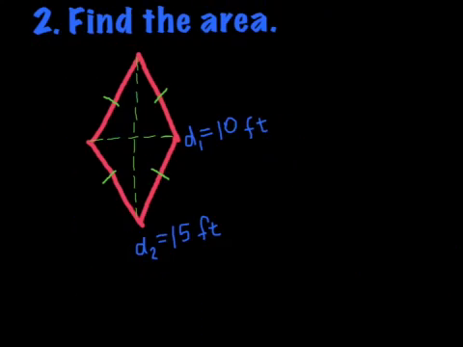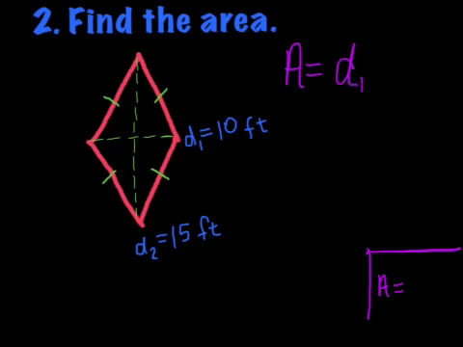Okay, on to problem 2. We have to find the area of this rhombus. Do you remember how to find the area of a rhombus? Well, let's give ourselves a spot to put our answer once we do find the area. Okay, well, if you forgot, look back at your vocab and you would see that area is equal to diagonal 1 times diagonal 2 divided by 2.